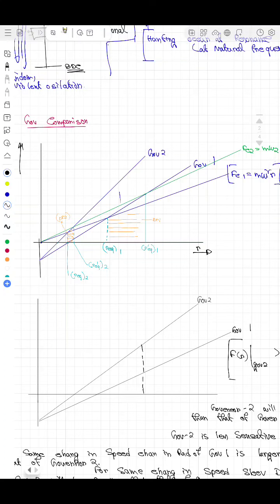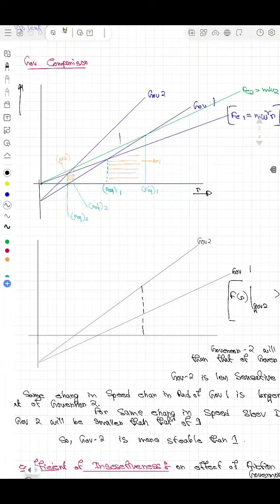So it is at the lower portion and it is the equilibrium one. So there are two forces, where omega one and omega two are different. For the same change, you can see that governor one has less fluctuation, and governor two has more fluctuation.